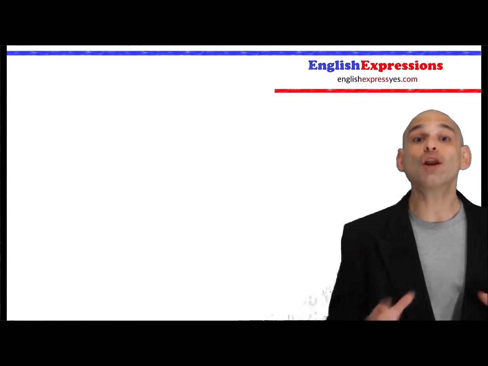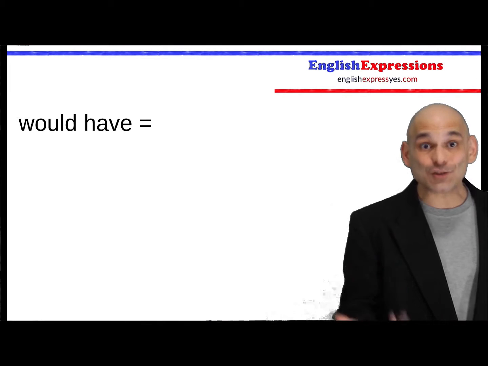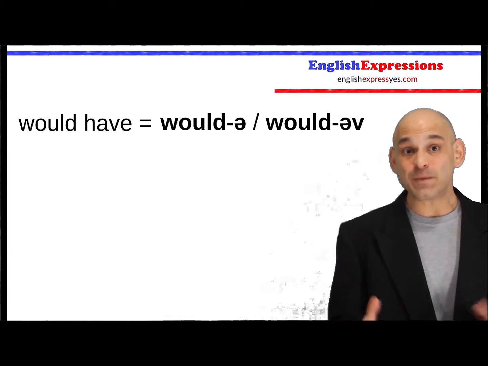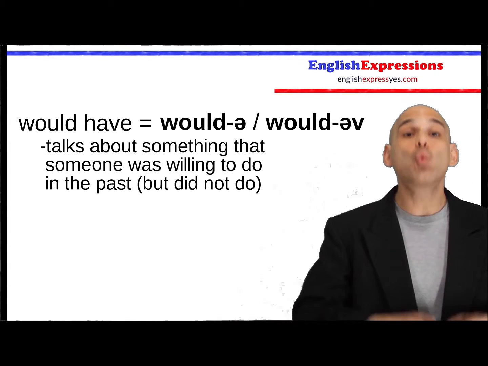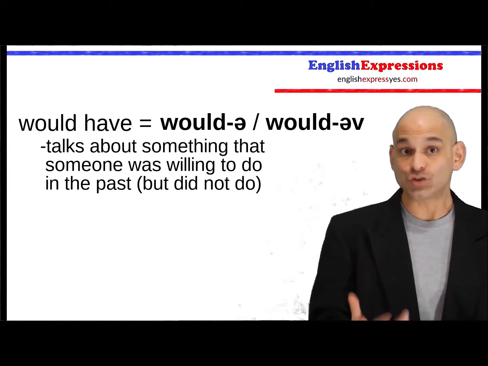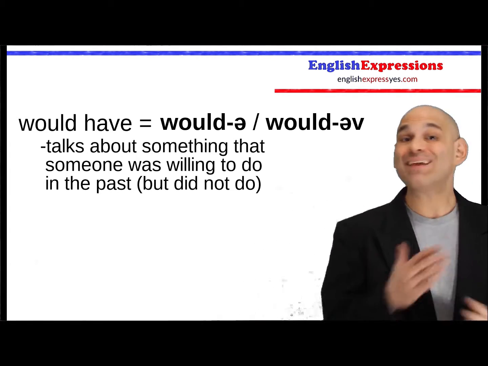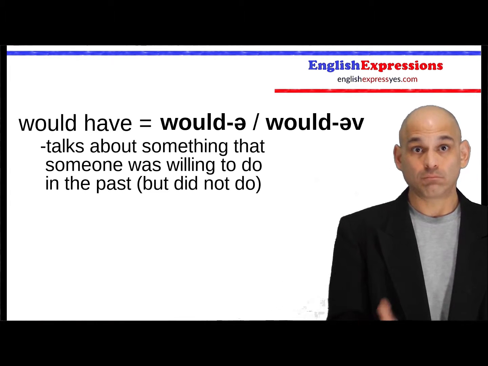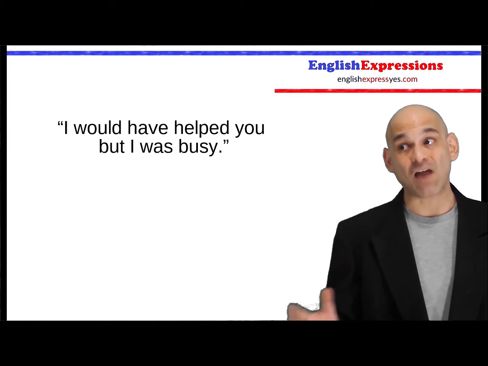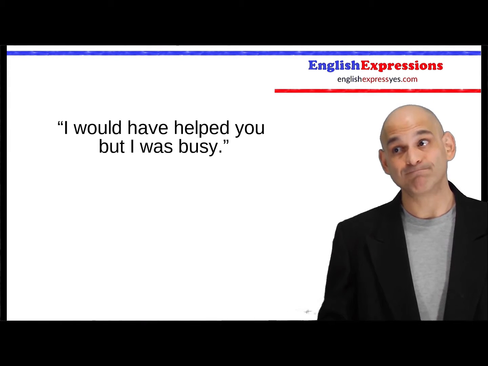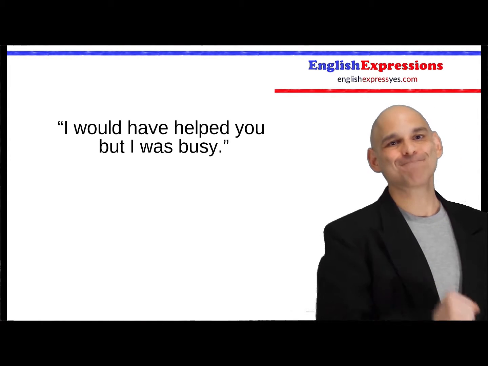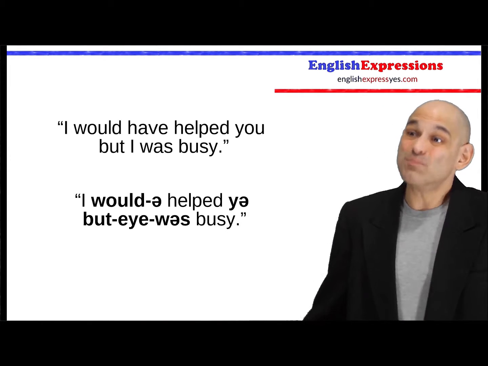We also do this for would have. But a native English speaker would say woulda or would've. This means that someone was willing to do something in the past, but they did not do it. But they were willing to do it, but it didn't happen. I would have helped you, but I was busy. Native English speaker wouldn't say that. A native English speaker would say, I would have helped you, but I was busy.